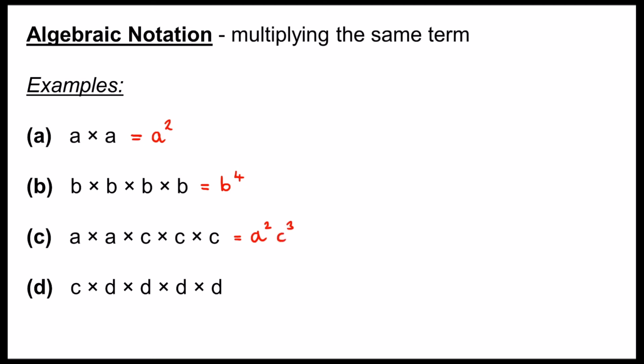It's really important that your power goes with the correct letter. In this last example, I have 1 C and 4 D's which are being all multiplied together, so that's going to be C on its own and then D to the power of 4 at the end.